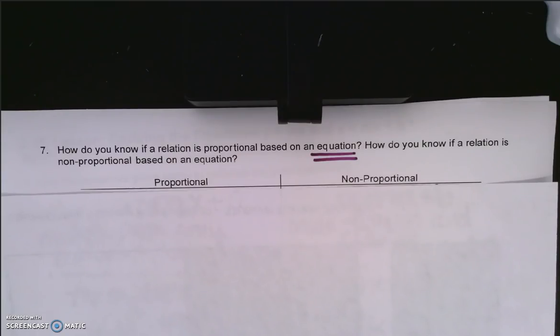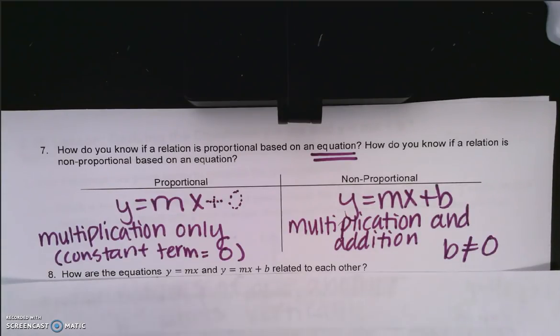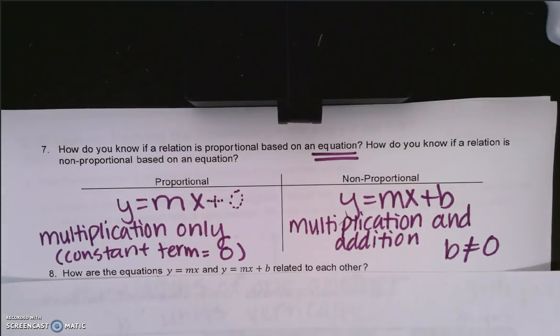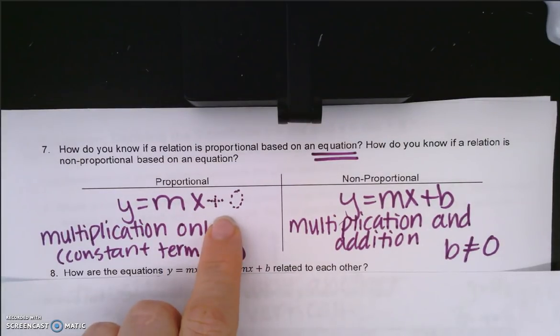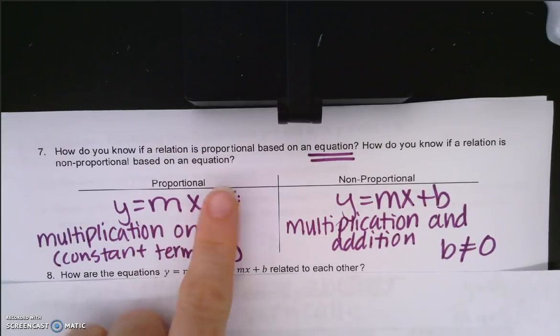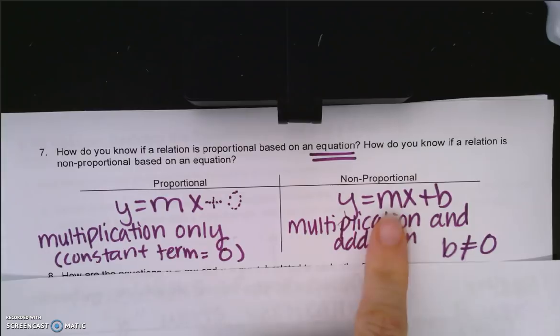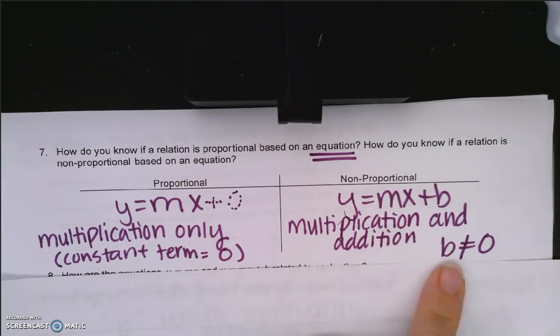Okay, let's see how we did. A proportional equation is going to be in the form y equals mx. I put a plus 0 as kind of a ghost plus 0 because there's multiplication only, but sometimes you see a constant term of 0, and I don't want you to think that it's non-proportional just because there's a plus 0 there. So the simplified form is always y equals mx. Non-proportional, y equals mx plus b, the simplified form, there's multiplication and addition. b does not equal 0.